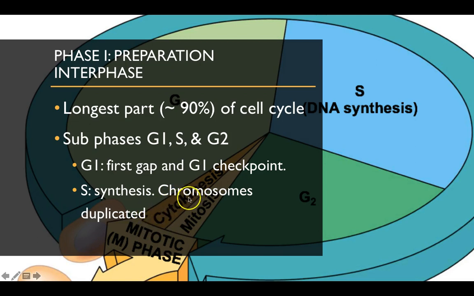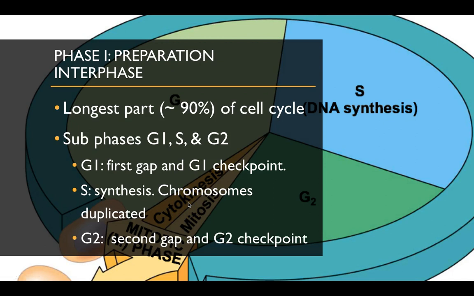This is the time when the genetic information is doubled. Now, even though the genetic information is doubled, the chromatin is still relaxed, so you can't see the chromosomes yet, but this is where the genetic information doubles. The S phase is followed by G2, or the second gap phase.